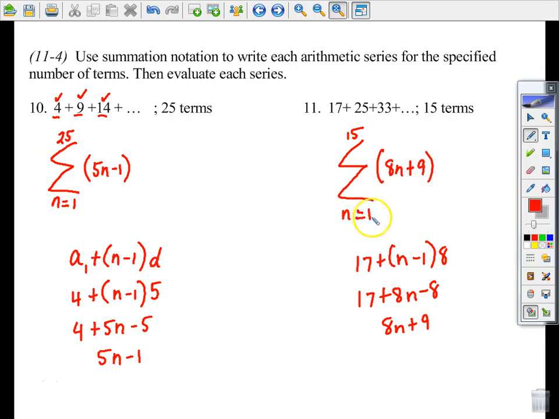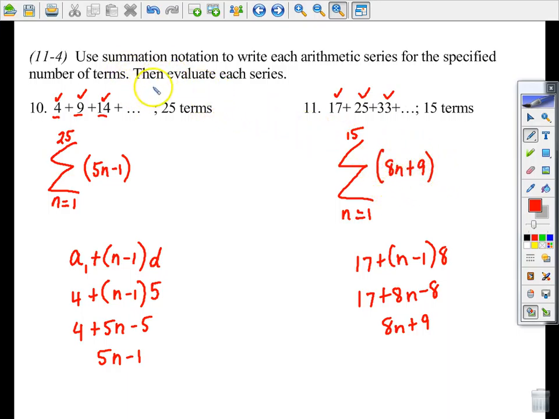And let's just do a little check. Let n be 1 for the first term. 8 plus 9 is 17. Okay, well, let's let n be 2 for the second term. 8 times 2 is 16, plus 9 is 25. That checks out. n equals 3 for the third term. 8 times 3 is 24, plus 9. That's 33. So I'm feeling good that I got this correct.